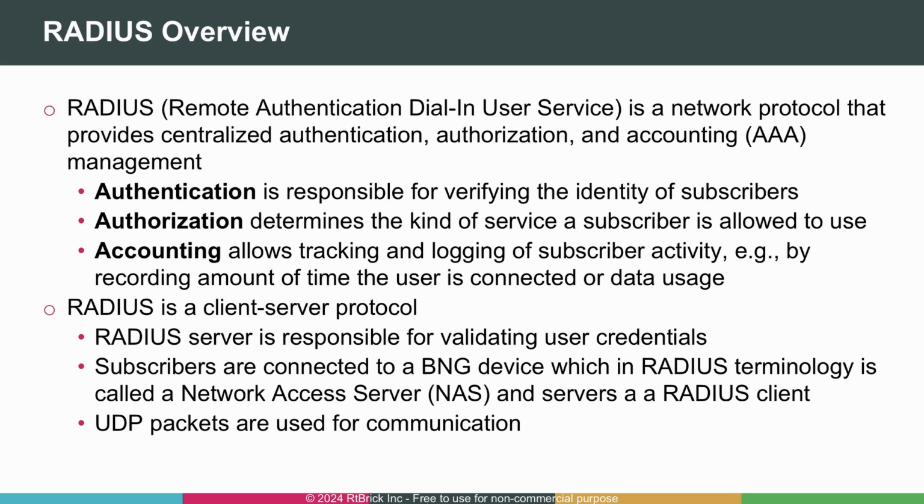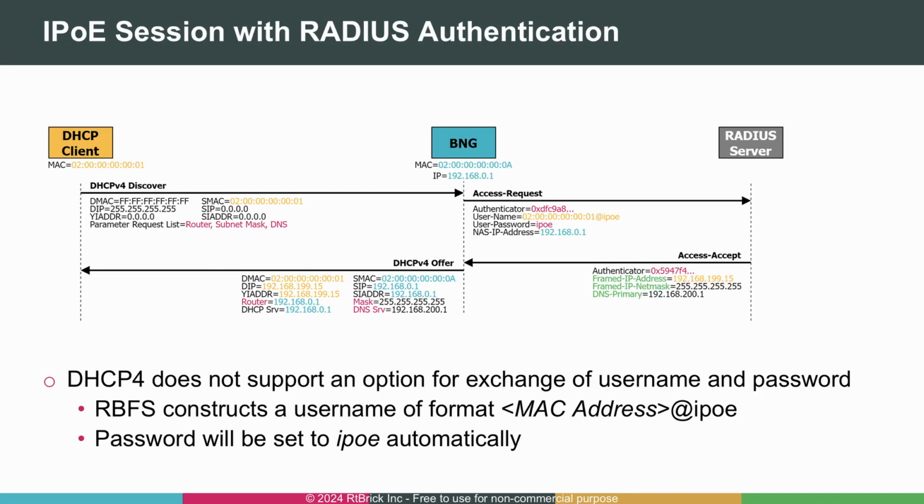Radius is a client-server protocol that uses UDP for communication. IPoE subscribers are connected to a BNG device, which serves as a Radius client. In Radius terminology, the BNG is also called a network access server. Let's dive into the protocol details. When an IPoE subscriber connects to the BNG, it sends a DHCP discover message.